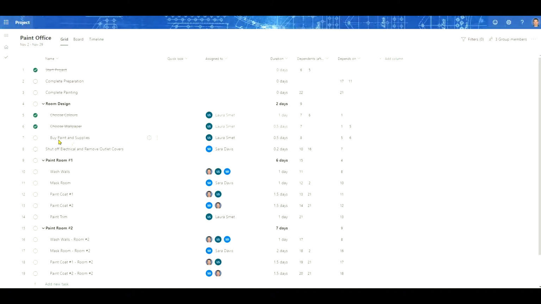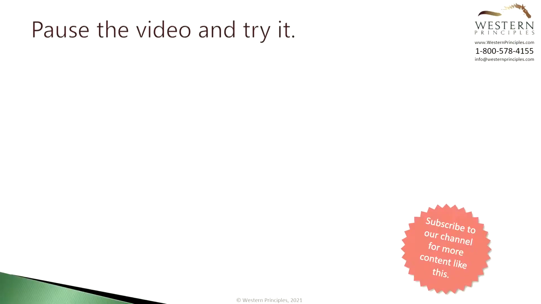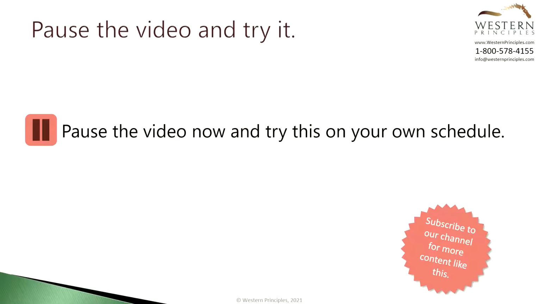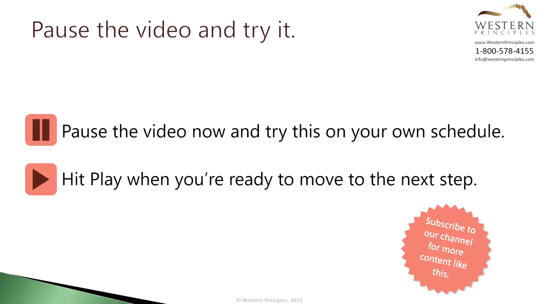There's our Buy Paint and Supplies task. There's our little icon. If I click on this, I get my ping, and it gets marked as Buy Paint and Supplies is complete. Easy. You can pause the video here and try that in Project for the web. Click play again when you're ready to move on to the next step.